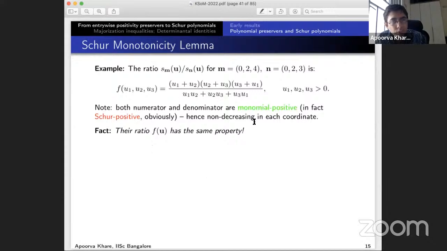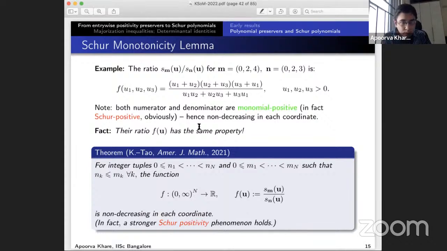So both the numerator and denominator are monomial positive. And in fact, they are Schur positive. Schur positive means they are sums of Schur polynomials, because they are exactly one Schur polynomial each. And now, therefore, they're of course non-decreasing in each coordinate. The remarkable fact was that the ratio has the same property when you look at it as a function on the positive orthant, as I want to do in this talk.